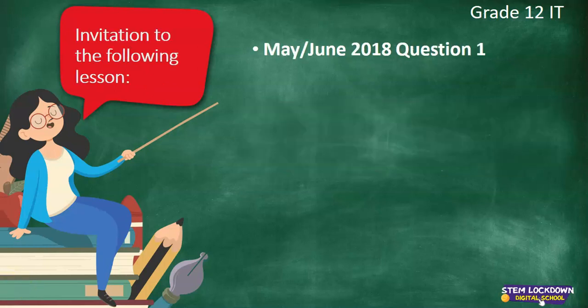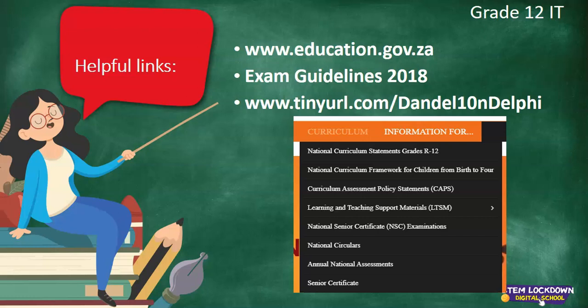So before you watch our next lesson, please go and download the 2018 supplementary paper from education.gov.za. We are going to look at question 1 next. Here is the website, education.gov.za. Just click on Curriculum and National Senior Certificate. And on the right, you will see all your 2018 papers. The one was written in November. You want to download the other one.